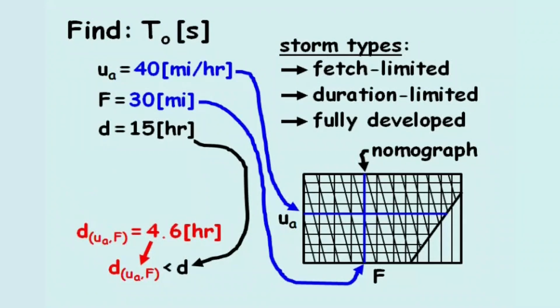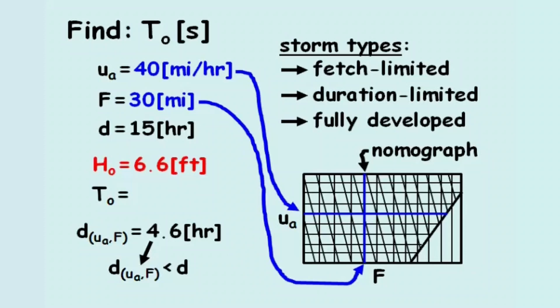The nomograph also provides data for the wave height in feet as well as the wave period in seconds. The wave height for the storm equals 6.6 feet and the deep water period equals 5.9 seconds, which is the value we want to determine.